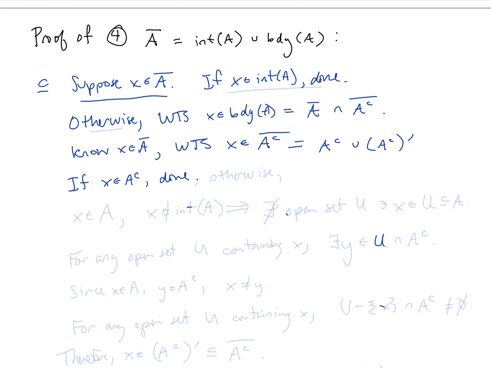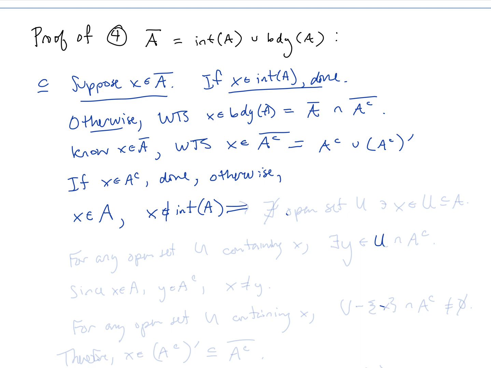So if it's in there, we would be done. Otherwise, if it's not in there, then what would be the case? Otherwise, what we have is that X is not in A complement, so X is in A. And we also know that X is not in the interior of A. So X is in A and X is not in the interior of A.